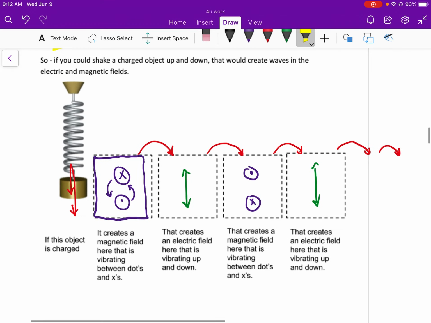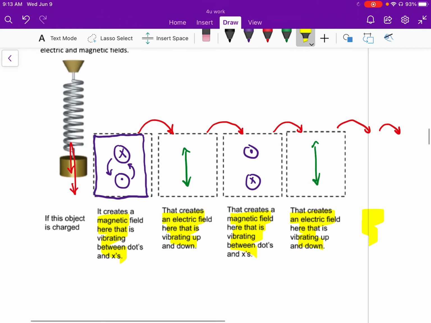This one's more complicated, but what we've done, if we could take a charge and shake it up and down, wobble it up and down, literally attach it to a spring, or if we could get rid of the spring and attach like your arm muscle and just shake it up and down with your hand, the wobbling charge creates a wobbling magnetic field. The wobbling magnetic field creates an electric field. The wobbling electric creates a magnetic. That creates an electric, and so on. So we get this rippling of electric and magnetic fields leaving our vibrating charged object.